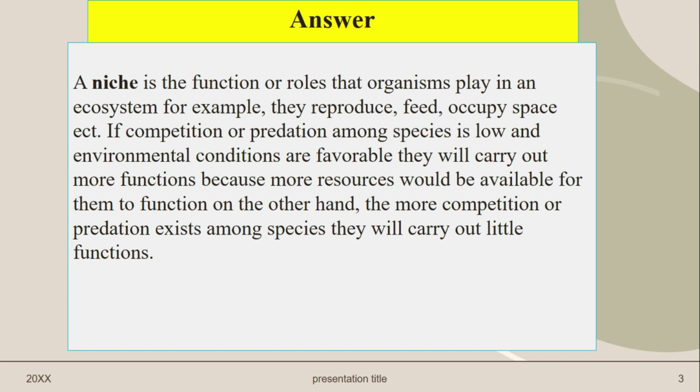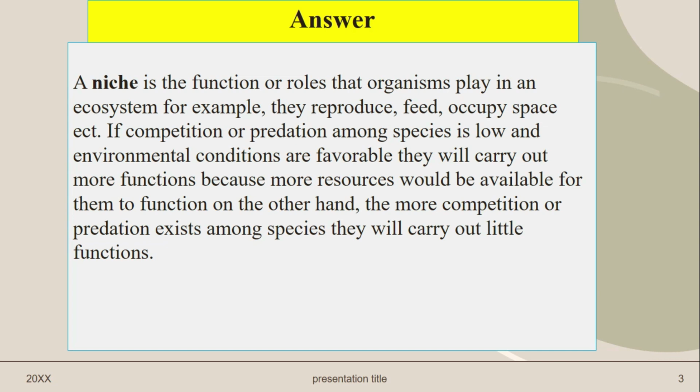If competition or predation among species is low and environmental conditions are favorable, they will carry out more functions because more resources would be available for them to function. On the other hand, the more competition or predation exists among species, the fewer functions they will carry out. So, when you hear the word niche in environmental science, it is basically referring to the function of the organisms. It could be one organism in an ecosystem, or two, or three.